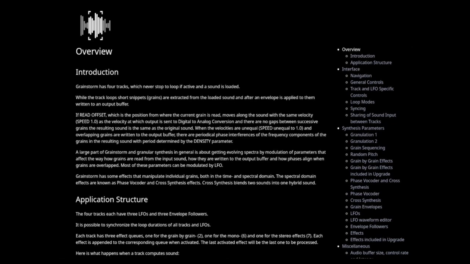When the velocities are unequal, speed unequal to 1.0, and overlapping grains are written to the output buffer, there are periodical phase interferences of the frequency components of the grains in the resulting sound, with period determined by the density parameter.